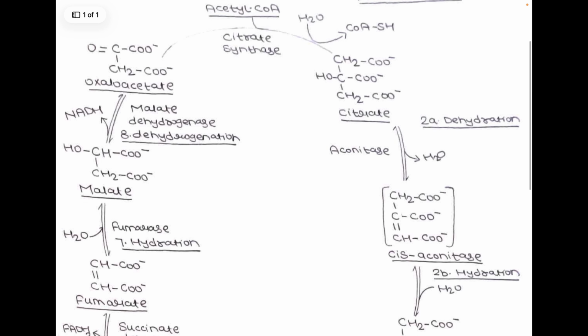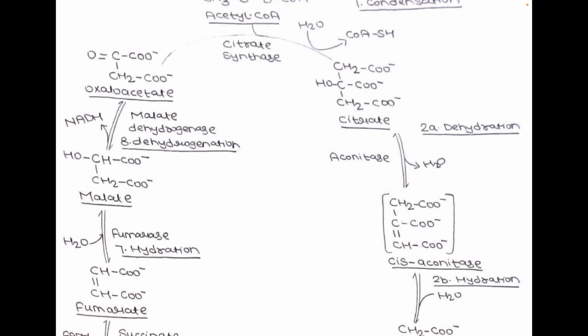Step 7. Hydration. From fumarate to malate. The structure going in is fumarate with a carbon-carbon double bond. We are going to add water across it. The enzyme fumarase adds a molecule of water across the double bond, a hydration reaction. One carbon of the double bond gets a hydroxyl group. The other gets a hydrogen.